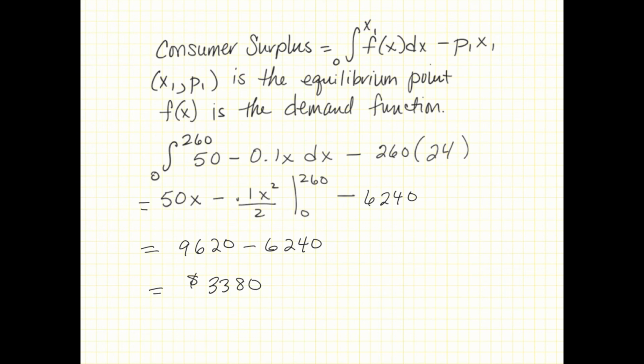So plugging the numbers in and our function in, we end up with this integral to do, and it's not a very difficult one. So we end up with a consumer surplus of $3,380. So that's the amount of money that the producer could have gotten with the higher prices.